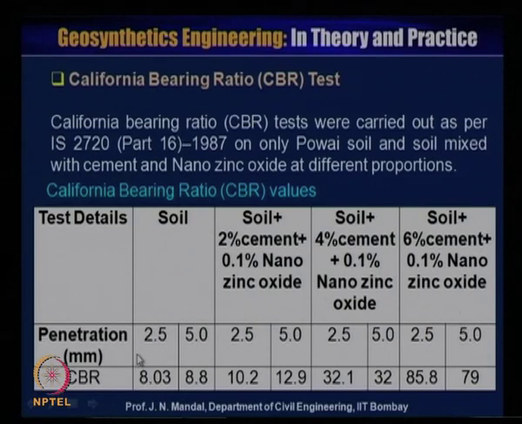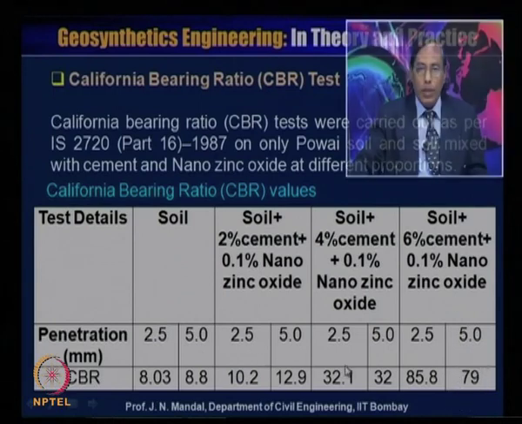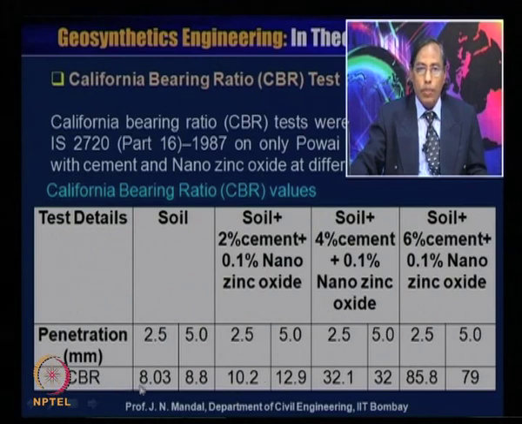You can see here how the CBR value is increasing with the introduction of the cement and the minimum amount of the nano zinc oxide. Here you can see about 32.1, about 85.8 and 79% of the CBR value with respect to the soil, 8.03 to 8.88. So what we find is that most specifications for road and bridge work in the 2001 criteria say the CBR value is generally 20 to 30% for use in the subbase layer for roadway pavement.